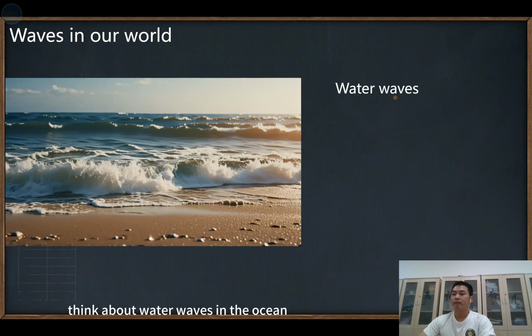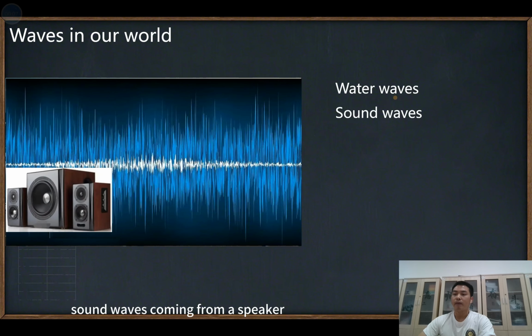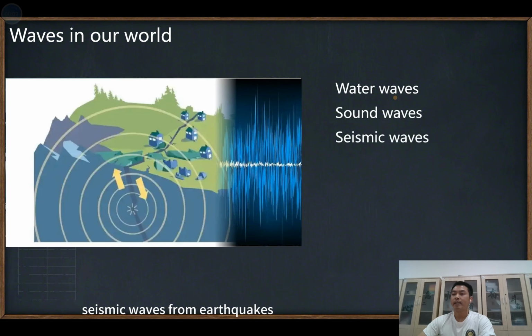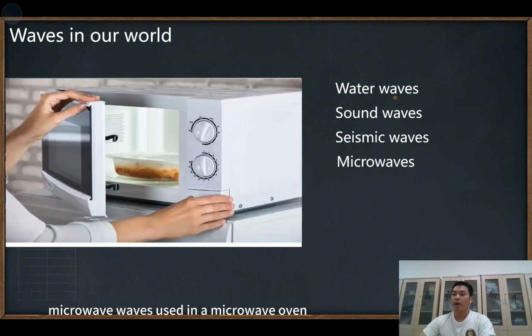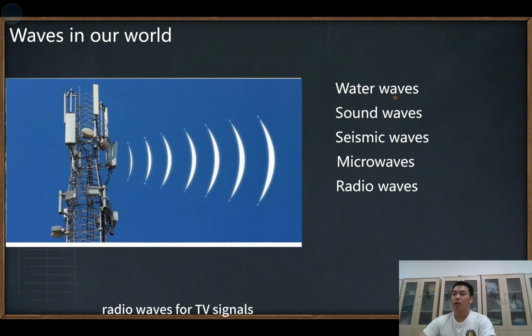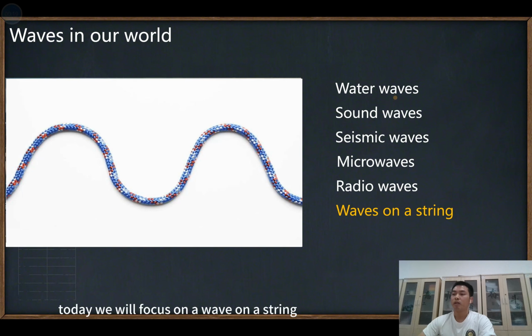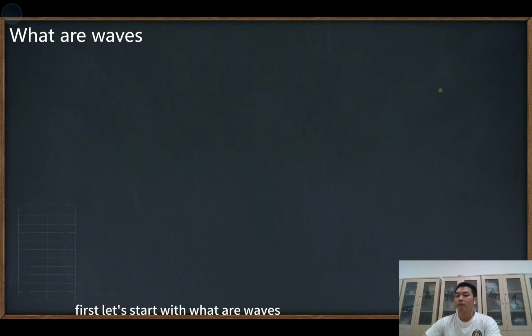Think about water waves in the ocean, sound waves coming from a speaker, seismic waves from earthquakes, microwaves used in a microwave oven, radio waves for TV signals, and waves on a string. Today, we will focus on a wave on a string to help us understand how to describe waves using different physical quantities. First, let's start with what are waves.